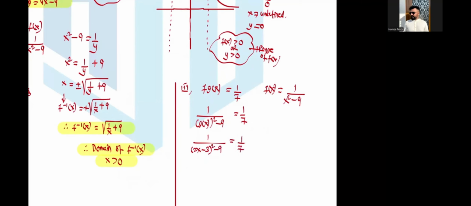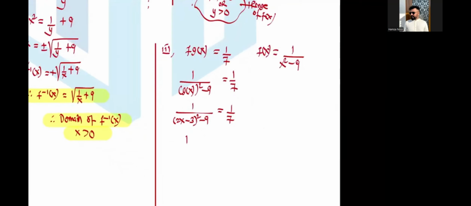So this becomes 1 upon (2x minus 3) whole squared minus 9 equals 1 over 7. In the next step, I'm going to do cross multiplication. So 7 equals (2x minus 3) whole squared minus 9. Therefore, (2x minus 3) whole squared equals 7 plus 9, which is 16. So this is basically a straightforward completing square form.